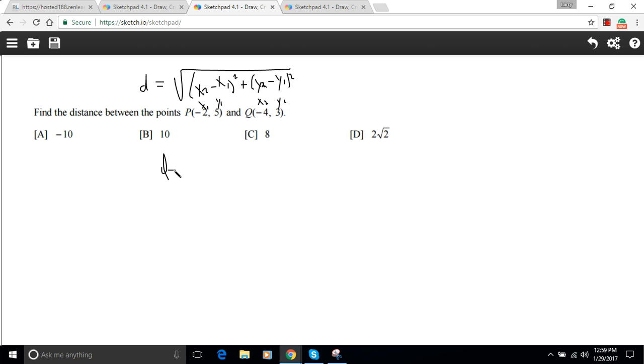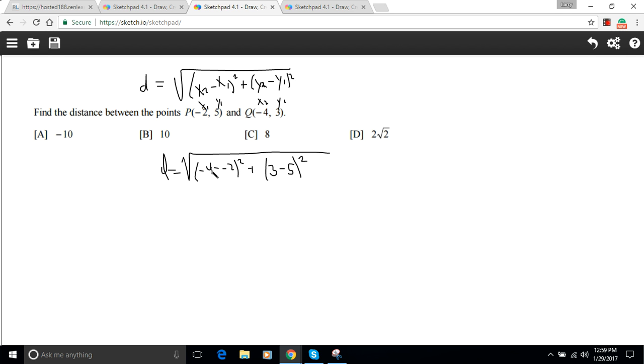So distance equals big radical symbol. So x2 in this case is negative 4, and minus x1 is minus a negative 2. Make sure you get all the signs in there. Don't drop any of those. That'll definitely throw you off if you do. And here y2 is 3, and y1 is 5. So that's 3 minus 5 quantity squared.